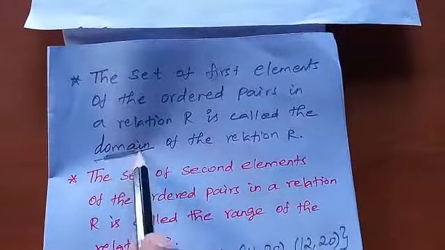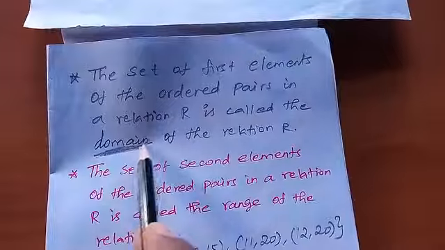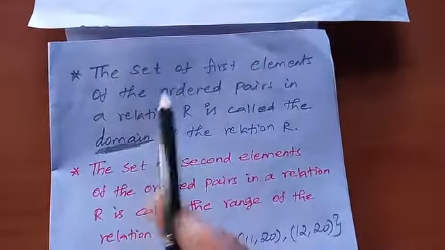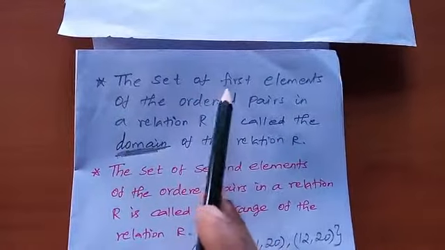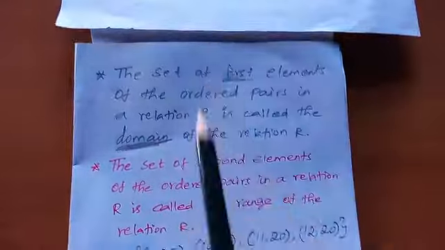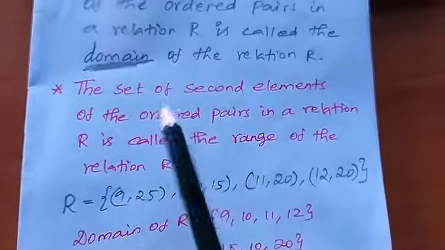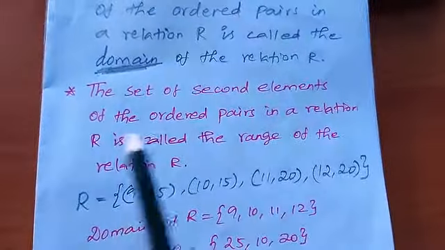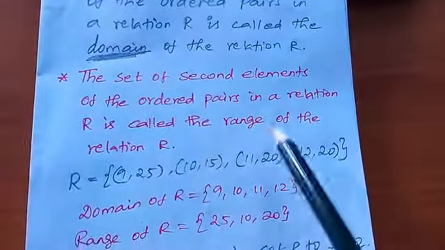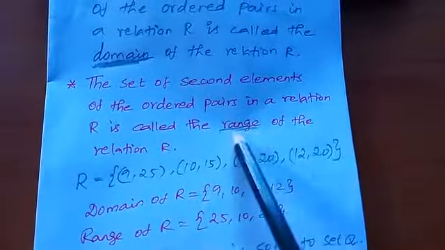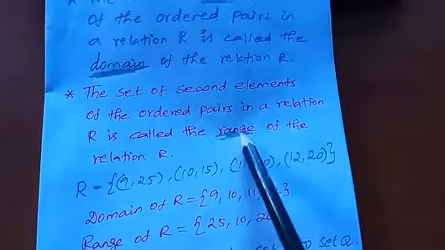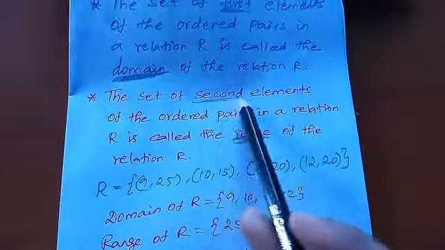Domain of the relation: whatever the first element is in the relation, we say domain. In the same way, the set of second elements of the ordered pairs in a relation we call the range of the relation. It must be the second element.